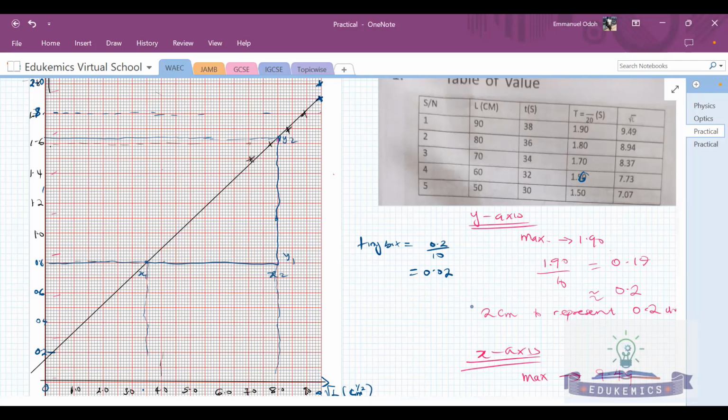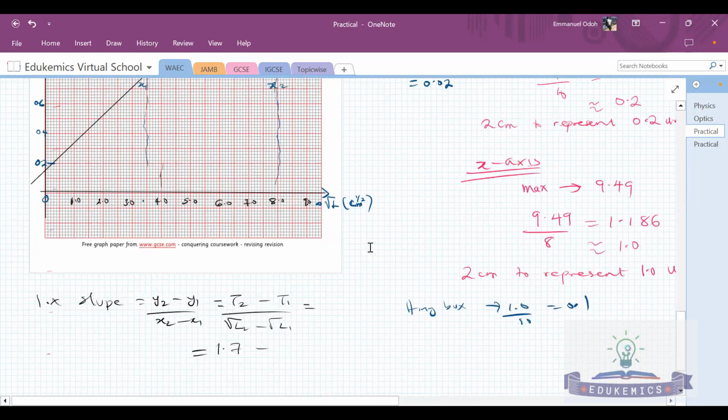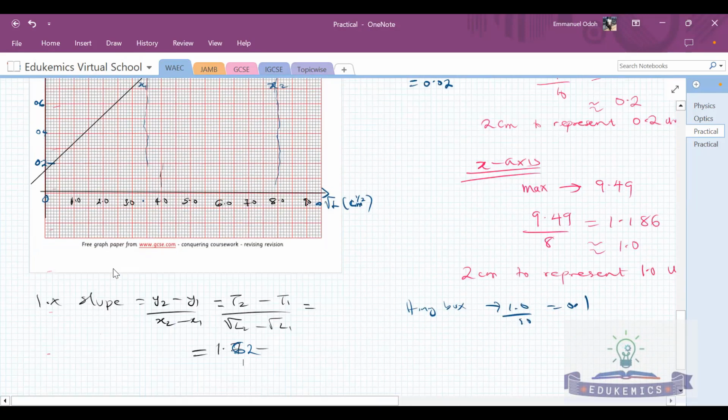So y2, which is t2, is now 1.62. So I write 1.62. T1 is here 0.8.